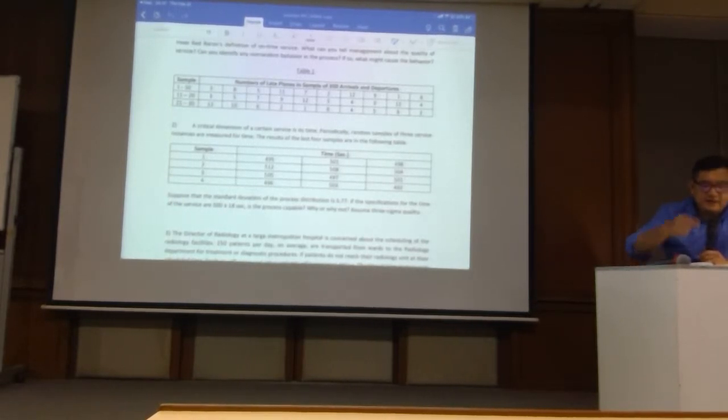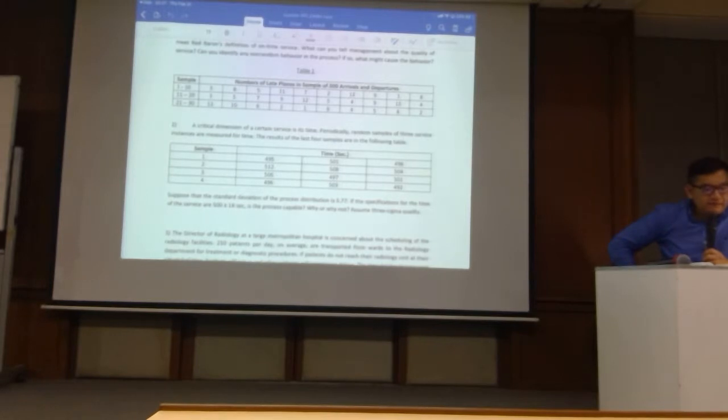Using 3 sigma quality, so it means using z equal to 3, right? How can we do that? So you can calculate the CP and CPK. You know about the upper spec, right? In this case, the upper spec is 518. It comes from 500 plus 18. The lower spec is 482.